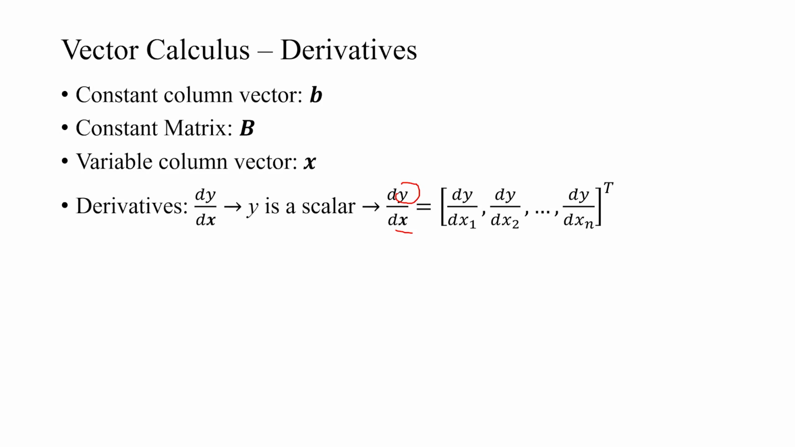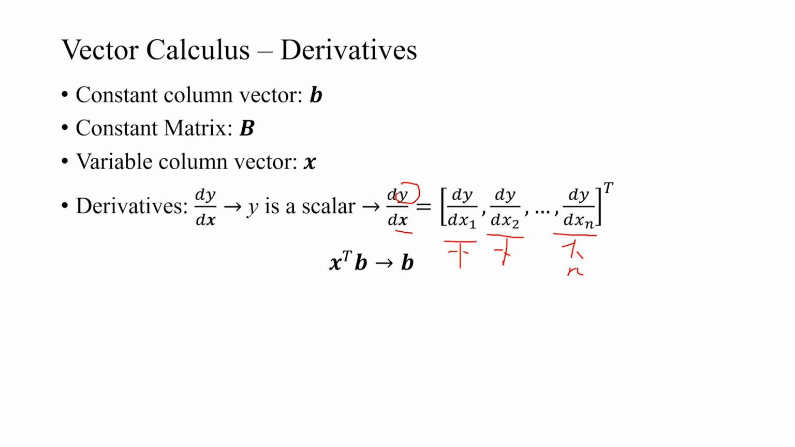This will become taking the derivative with respect to each entry of x for y, which means it's dy by dx1 in the first entry, dy by dx2 in the second entry, and so on, up to dy by dxn in the nth entry. And this is a row vector, so we take the transpose to become a column vector. And this will be the derivative with respect to x when y is the scalar result.